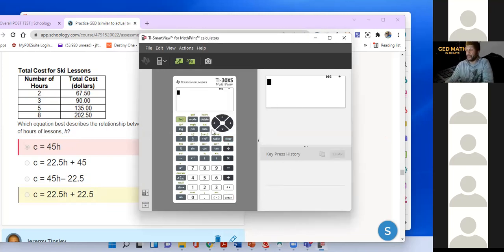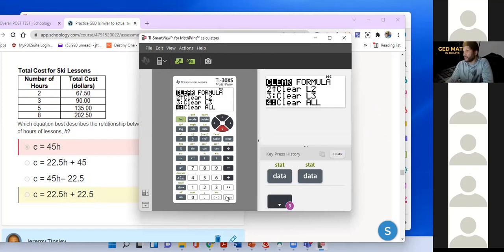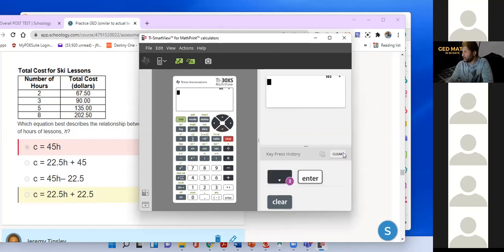Watch this. Data. Let me clear everything out first. Hold on. It's literally going to take less than a minute. It might take less than 30 seconds. Once I realized that they want the equation of the line, once I realized that the table is giving me several points, it's giving me 4 points, all I'm going to do is go to data.